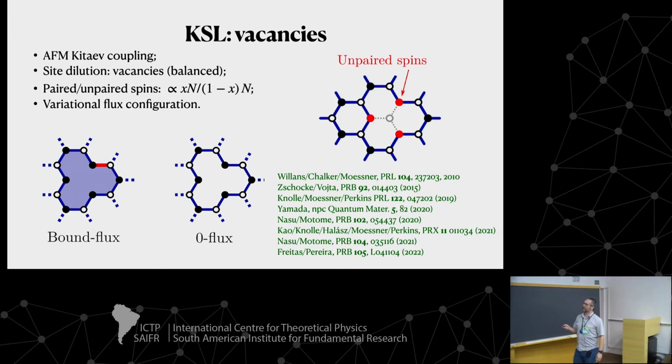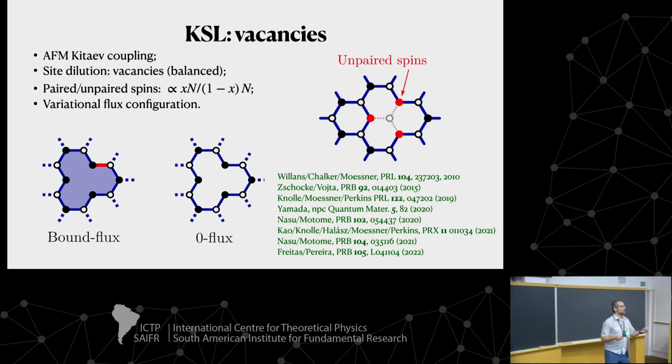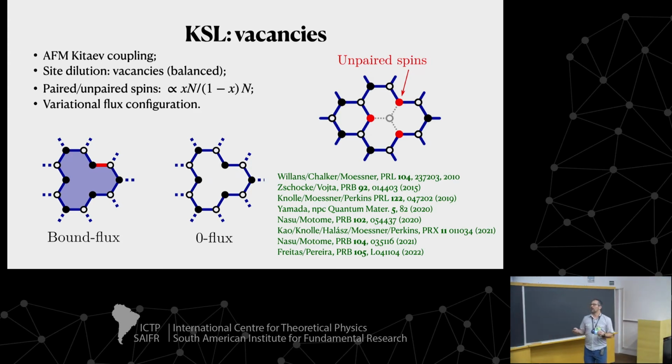And what we do, we again do a variation of flux configuration. So we propose different fluxes for a system and see which one minimizes the energy. So that's the approach. The zero flux would be the old fluxes, which means all these blue bonds here mean that the U variable is 1. And we also have this bound flux. This bound flux is an interesting state.